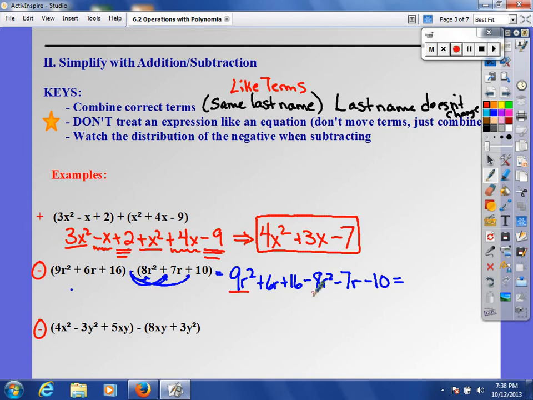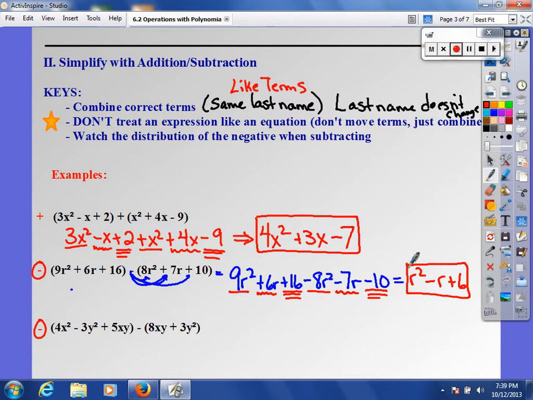Combine like terms. So here and here, we have 9r squared minus 8r squared, which is simply 1r squared, or r squared. Now what we have is 6r minus 7r. Well, if you have 6 of something and you take away 7, you're in the hole 1. And then we have 16, and we take away 10, so it should be a positive 6. And there you see we don't have any more like terms. That's our final answer.